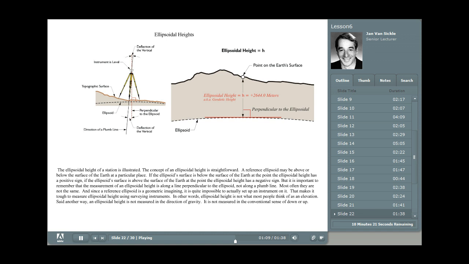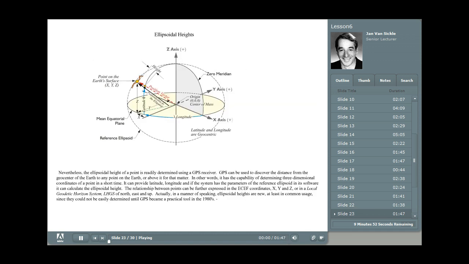And of course, it's worthwhile to also remember that it's completely impossible to set up any instrument, including a GPS receiver, on the ellipsoid, since the ellipsoid is an abstract, imaginary thing. So, the point is that ellipsoid heights are not what most people think of as an elevation. That's different. That's an orthometric height based upon gravity. An ellipsoid height is also not measured in the direction of gravity, and it's not measured, therefore, in the conventional sense of down or up.